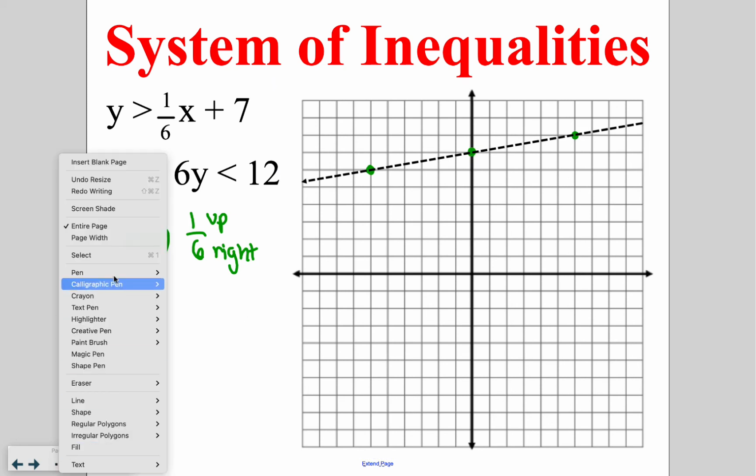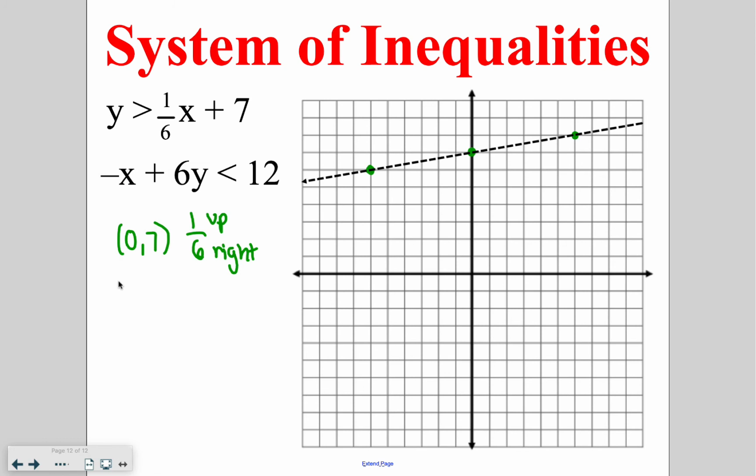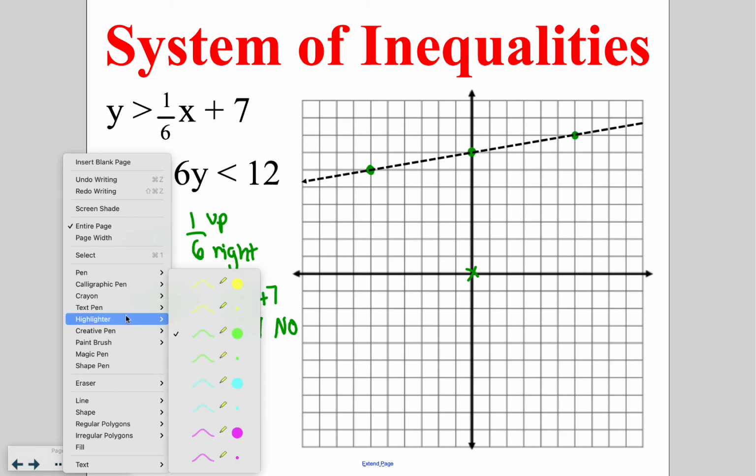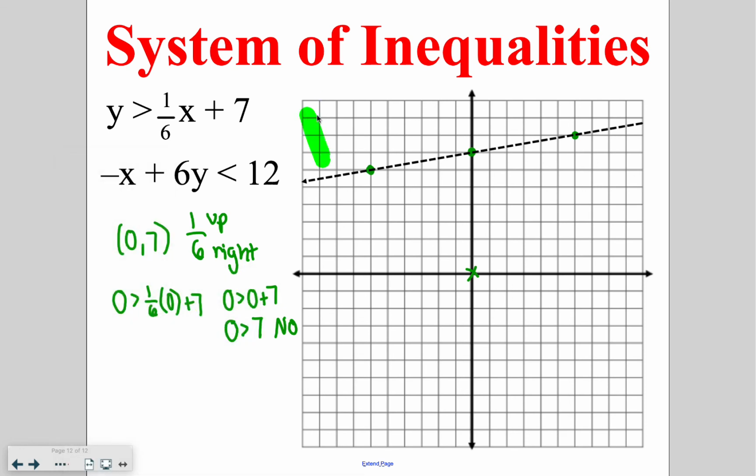Once again, then, I need to put in a test point to decide which side to shade. I'm going to plug in 0, 0. So 0 is greater than 1/6 times 0 plus 7, giving me the statement 0 is greater than 0 plus 7, or 0 is greater than 7, which is a false statement. So I do not include 0, 0 in my answer, which means when I highlight, I'm going to go above this line. So I've got everything above this line as part of my solution.